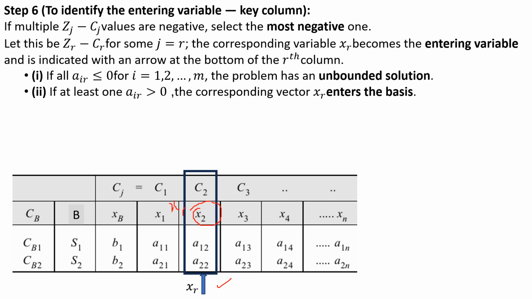After that, we have to observe the coefficient values in the key column. If all the Air values are less than or equal to 0, then the problem has an unbounded solution. If at least one Air is positive, then the corresponding vector Xr enters into the basis.